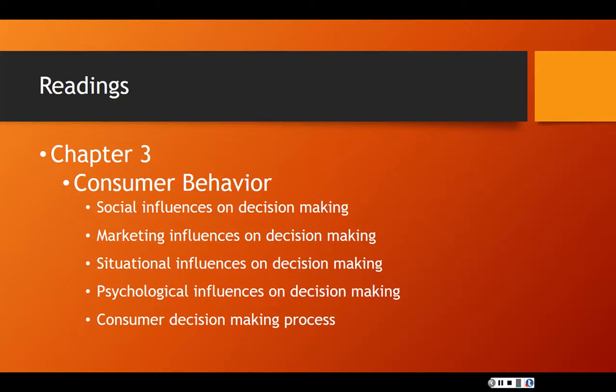So you'll read about lots of different influences on decision making: social influences, marketing influences, situational influences, psychological influences. And then lastly, the chapter talks about the consumer decision-making process. So hopefully most of chapter 3 will seem familiar to you from other courses, but this is a great review for the work that you're going to be doing this week.